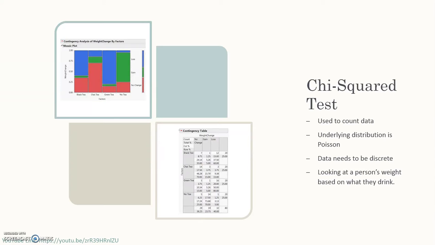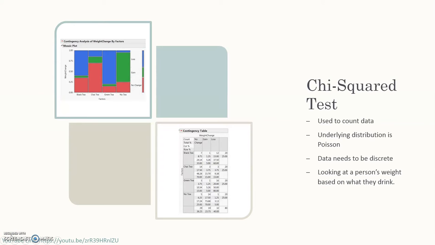So for this example, we were looking to see if a person's weight changed based on what they drank, and just looking at this mosaic plot, it's very easy to see visually that the people who did not drink any tea had the most weight gain, and the people who drank green tea lost the most weight.